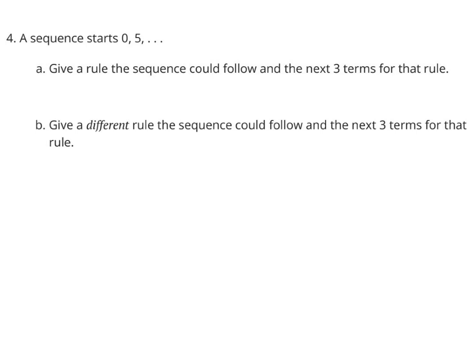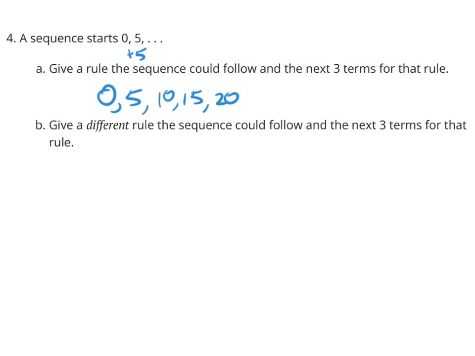A sequence starts 0, 5. So the first thing we want to do is write 0, 5. Give a rule the sequence could follow and write the next 3 terms. All right, so if we add 5, we get 10, 15, 20.